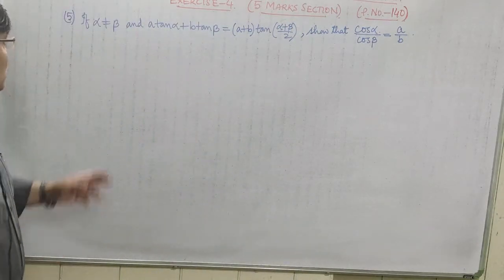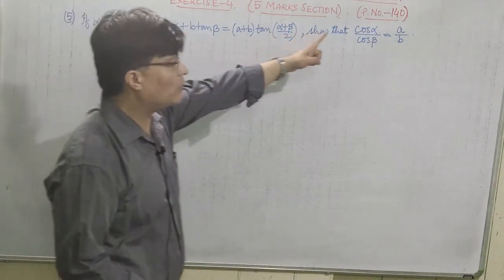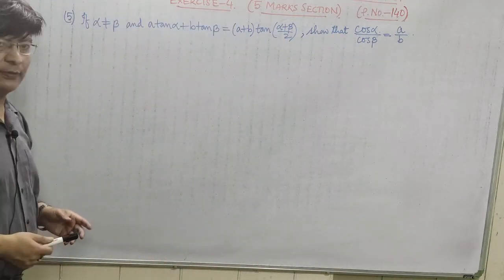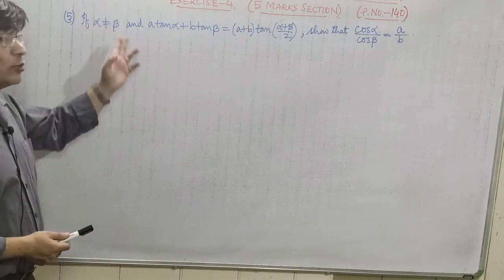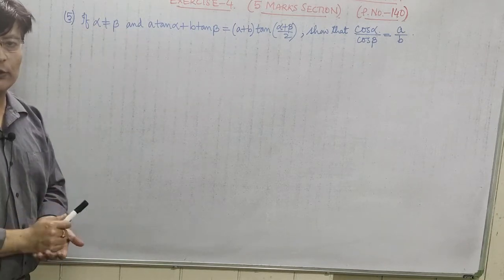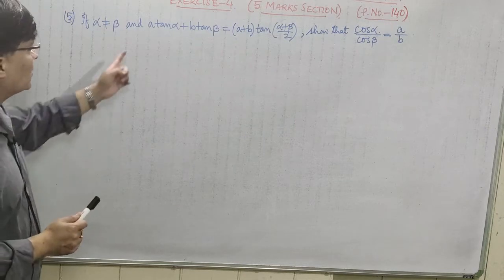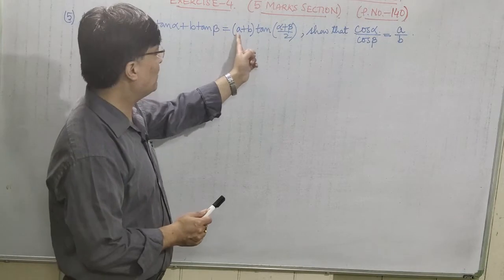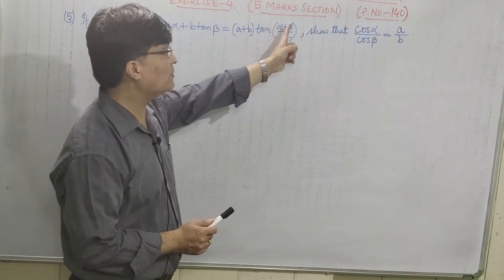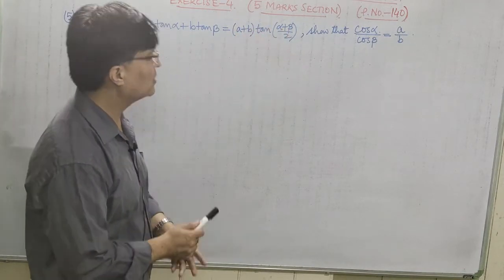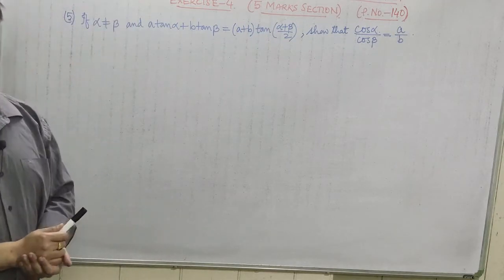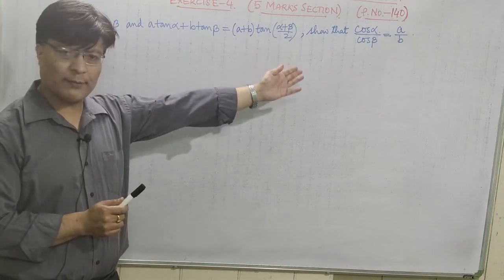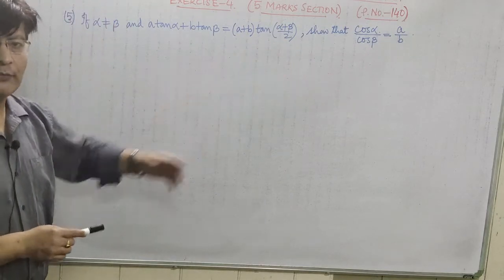So now we'll do the next question, that is question number 5 from page number 140. So let's do this question number 5. Here alpha is not equal to beta is given. And also it is given that a tan alpha plus b tan beta is equal to a plus b into tan of alpha plus beta by 2. You have to prove that cos alpha by cos beta is equal to a upon b. So let us prove this, cos alpha by cos beta is equal to a by b, from the given.